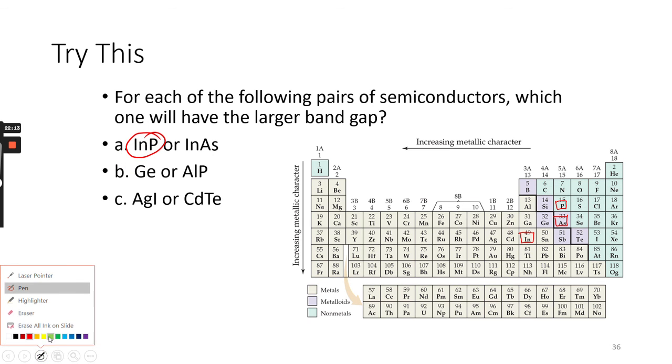Okay, now let's do the second one. So we have germanium and aluminum phosphide. Okay. Now, germanium, because it's just pure germanium, you really can't discuss its electronegativity, but because these two are kind of separate from each other, they have a greater electronegativity, and they are more polar than just pure germanium. So AlP will have a higher or larger band gap.